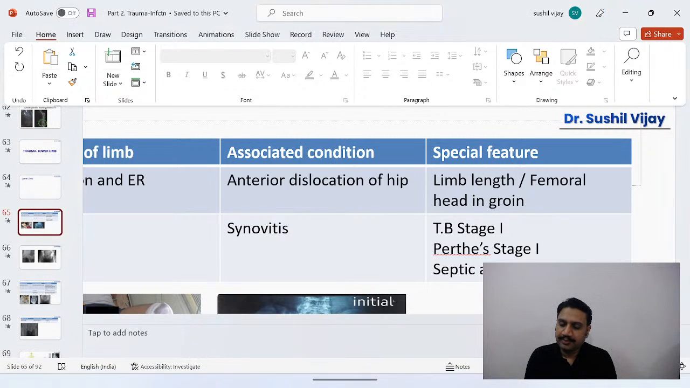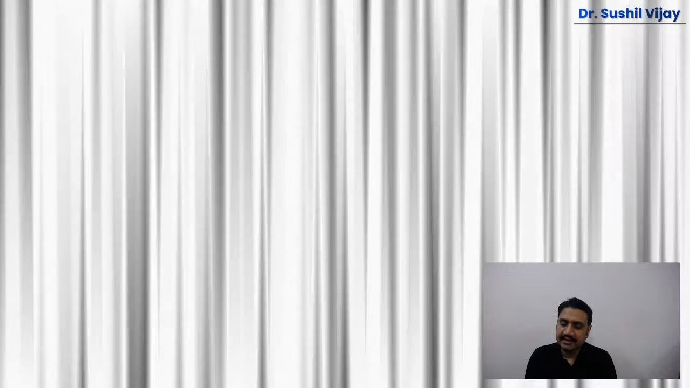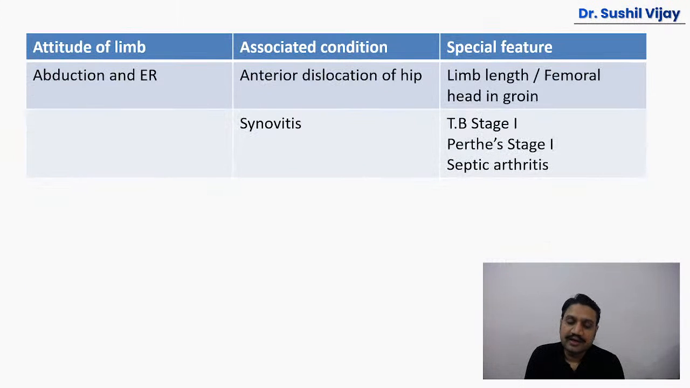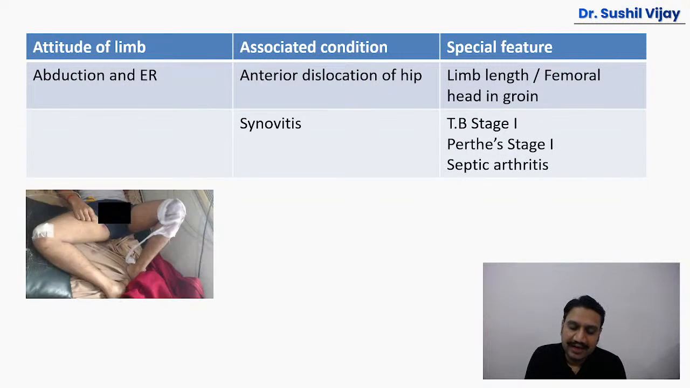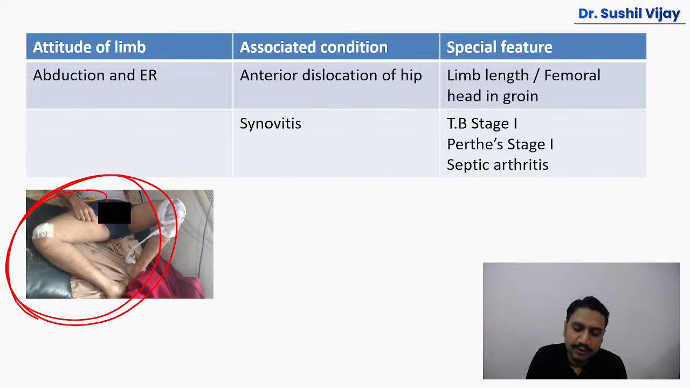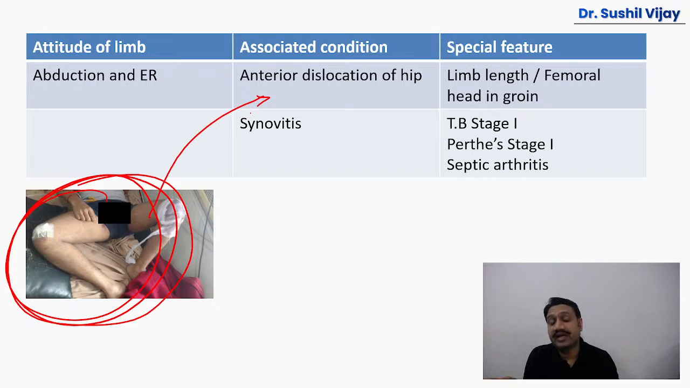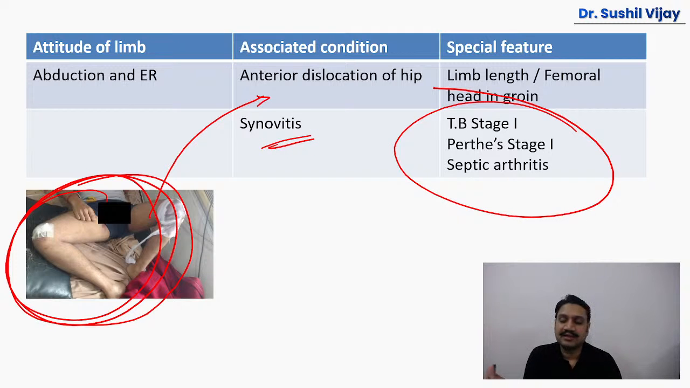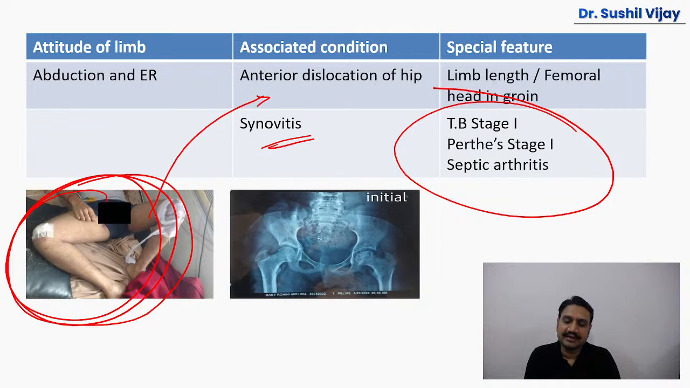the most important part in the lower limb is, again, similar to your shoulder, the attitude of the limb. Whenever a patient comes to you with the abducted and externally rotated attitude like this, most likely it is only two situations. One is the anterior dislocation of the hip, which is a very, very important topic. And second is synovitis. Synovitis can be because of multiple reasons: TB stage 1, Perthes, septic arthritis like that.